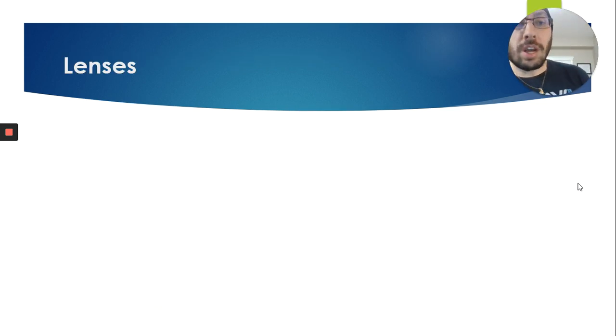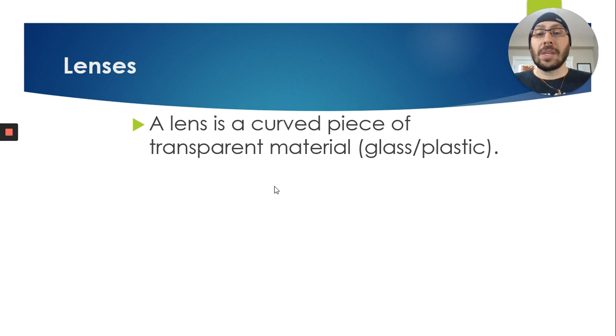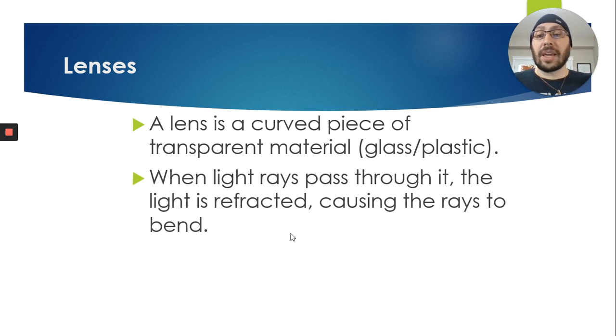Okay, so when we're talking about lenses, we're talking about glasses lenses, magnifying glass lenses, those lenses that we had in the Light Up Your Life demonstration. You're going to find that the lenses do something very similar to the curved mirrors. A lens is a curved piece of glass or transparent material, plastic, like these magnifying glasses. When the light rays pass through them, they get refracted, causing the rays to bend.